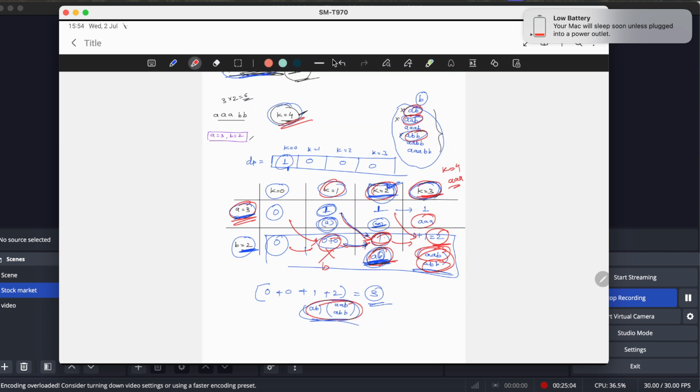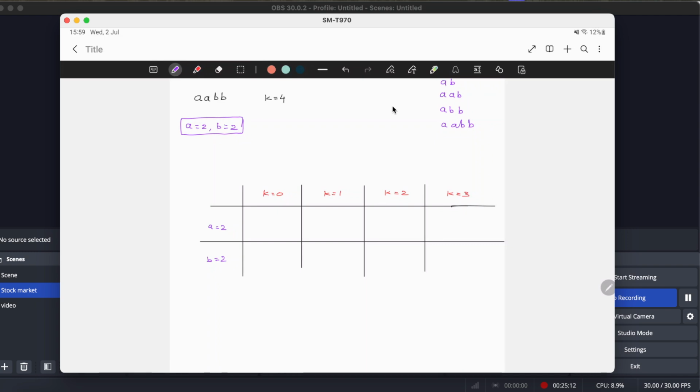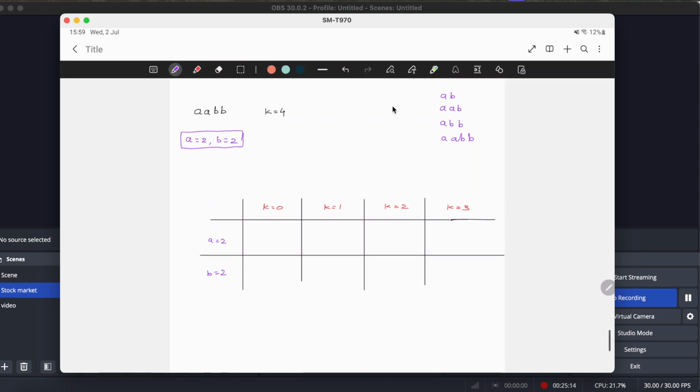Just let me charge it, and immediately I'll be back and I'll explain to you, and then we can start writing the code. All right, so let's try to focus on this particular one.